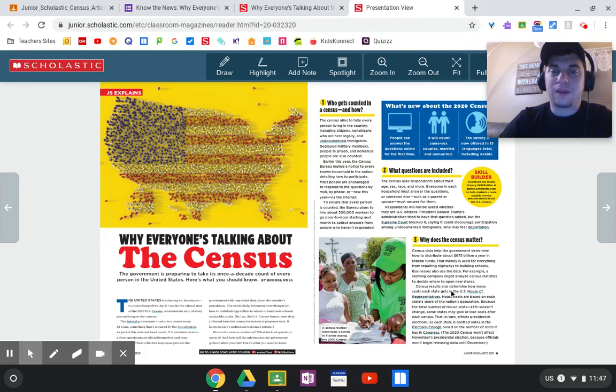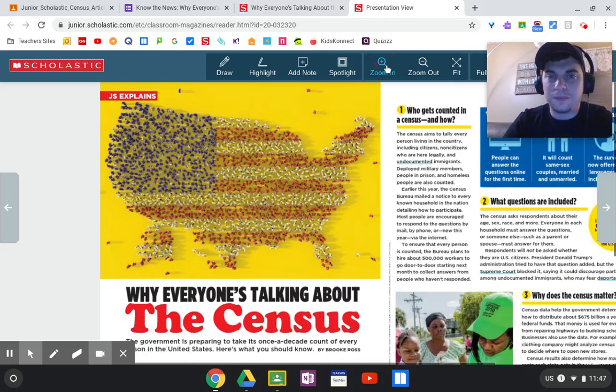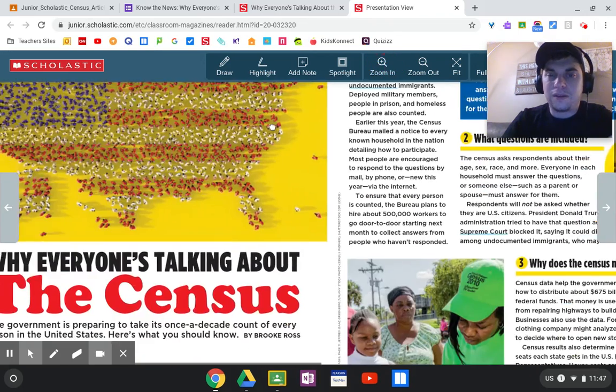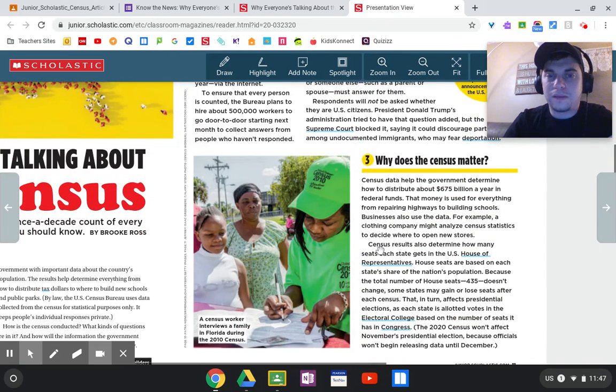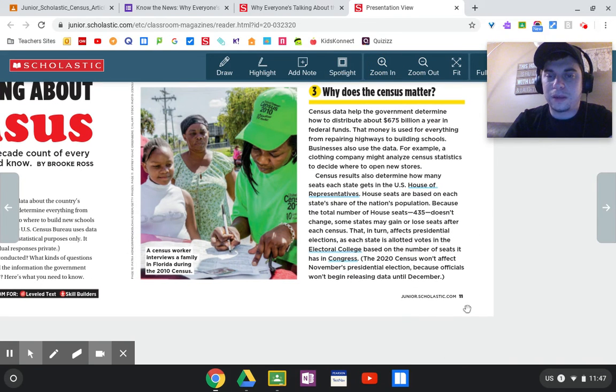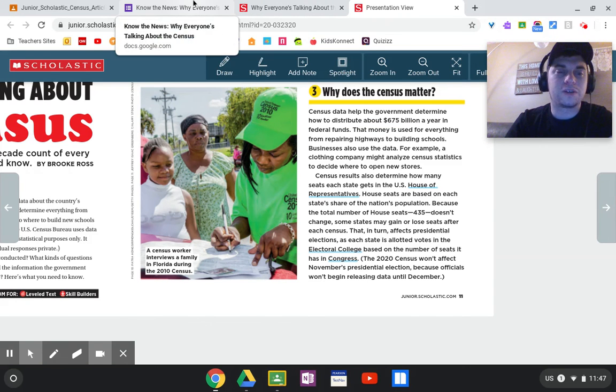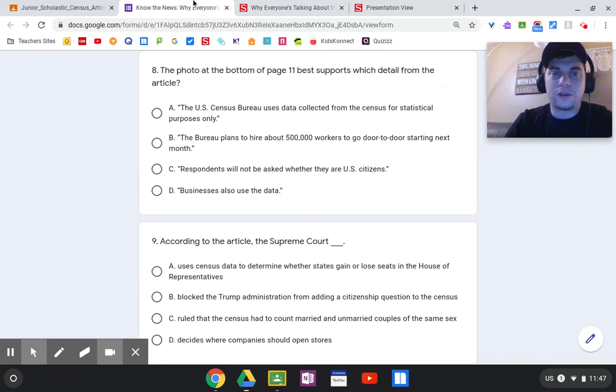So yeah, it's asking about the picture at the bottom, and it looks like page 11 is right here. You can zoom in on this a little bit if you need to. So let's see. Yep, it looks like this is page 11 right there, right by the cursor, and they're asking about the picture at the bottom. It says the photo at the bottom, page 11, best supports which detail from the article.